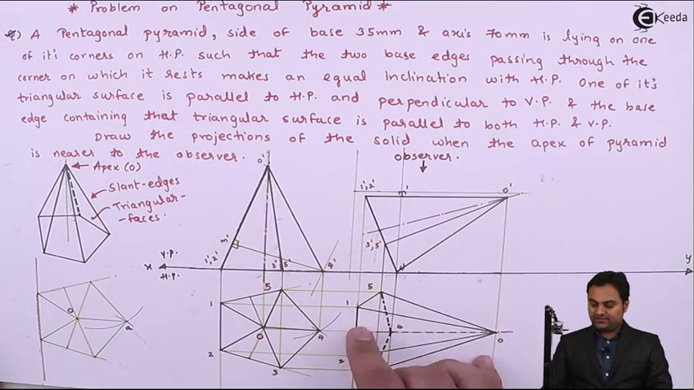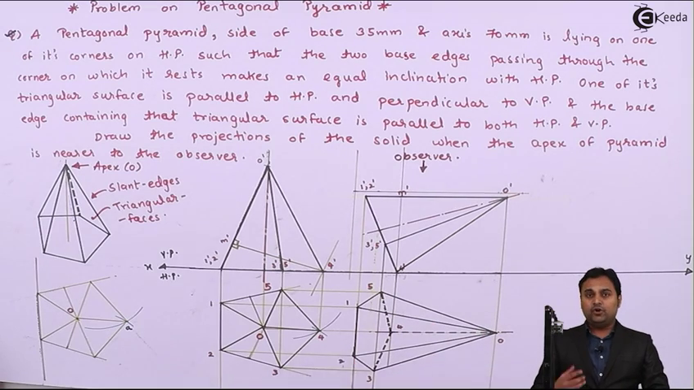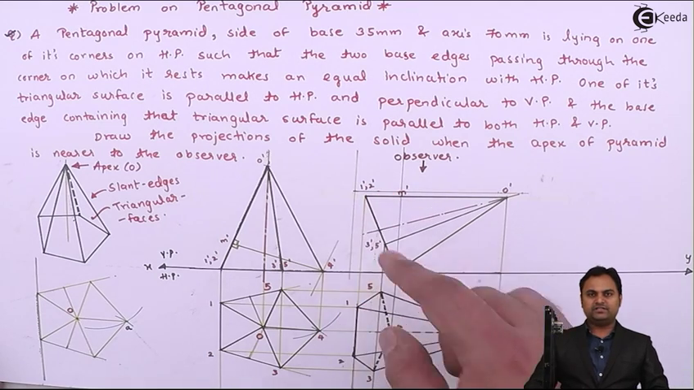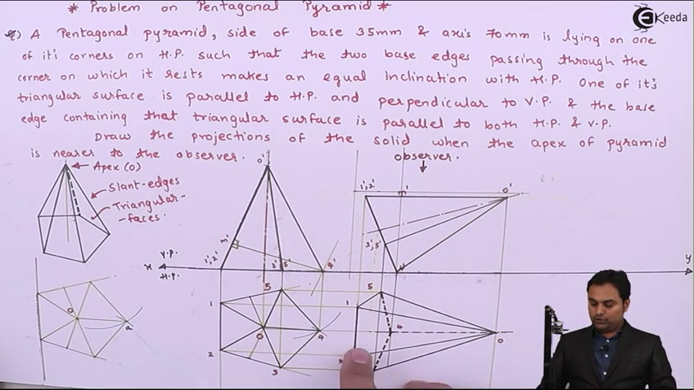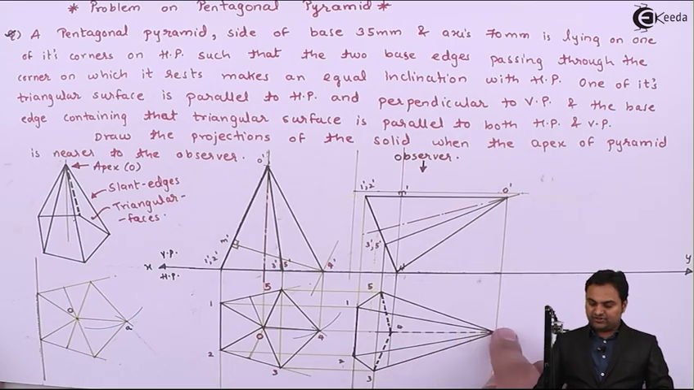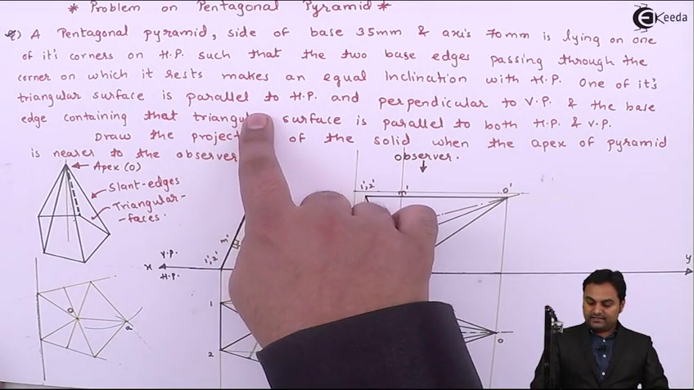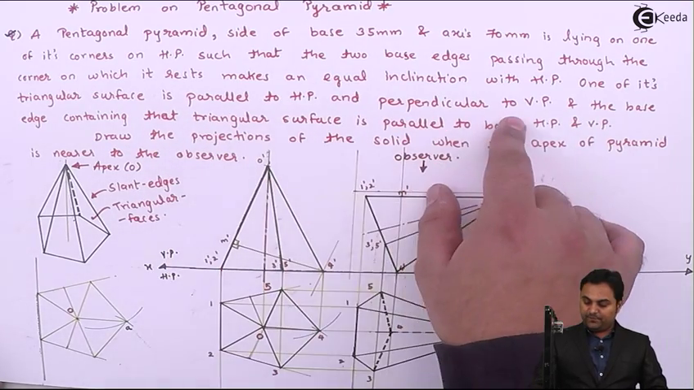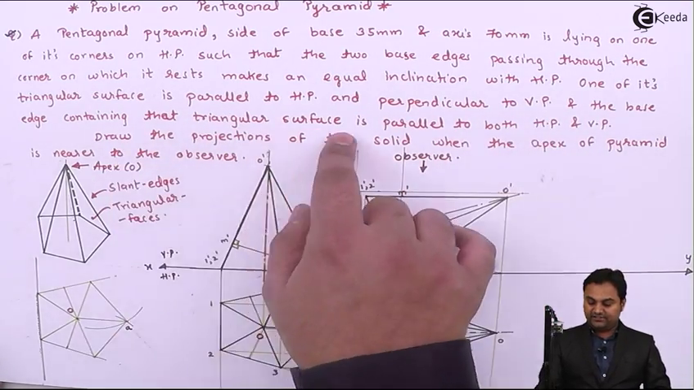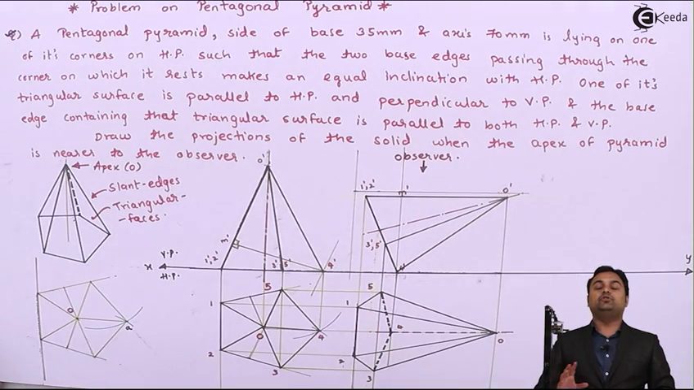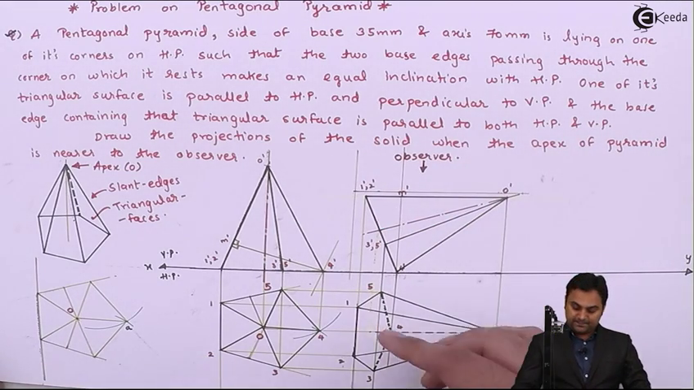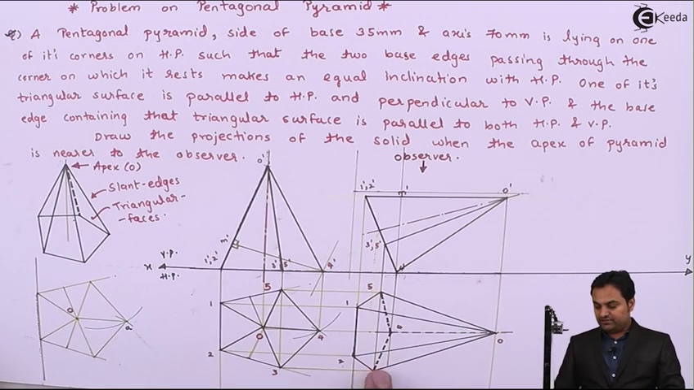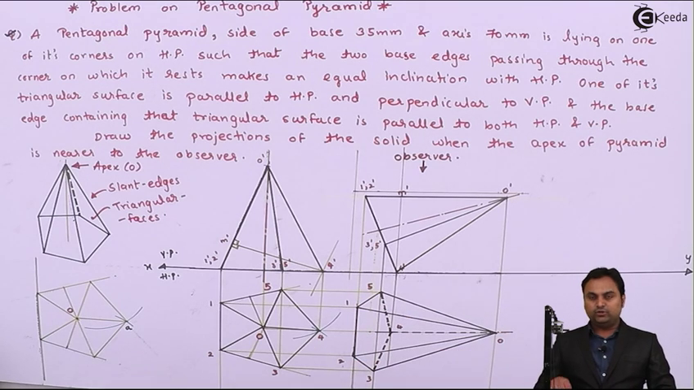So base edge which is containing the triangular face, which triangular face? Which is parallel, that is O dash 1 dash 2 dash. In the top view it is O12. So the base edge contained by this triangular face is parallel to HP and perpendicular to VP, and the base edge containing the triangular surface is parallel to both HP and VP. So even this base edge is parallel and perpendicular to both HP and VP. So in this condition the base edge is parallel to HP.